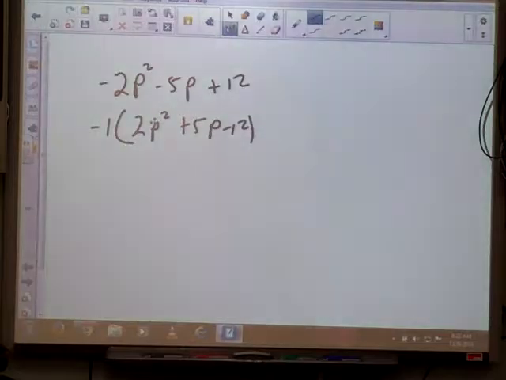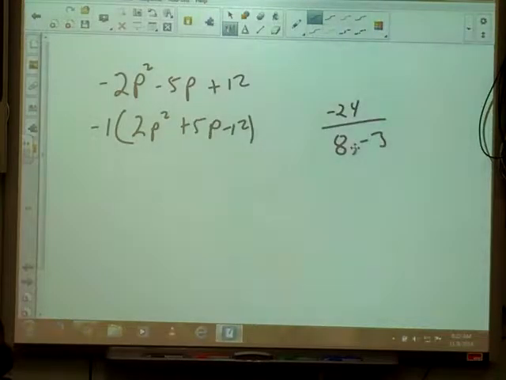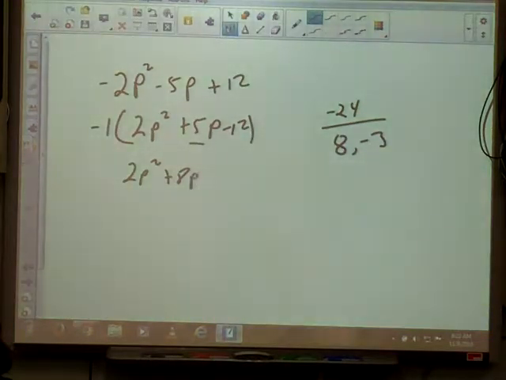Now, can A times C be negative 24? Do I have any factors of negative 24 that add to 5? 8. There we go. I was trying to write real slow. You're the only one following me. 8 and negative 3. So substitute those in for the 5p. I'll have 2p squared plus 8p minus 3p minus 12. Group those dudes up.